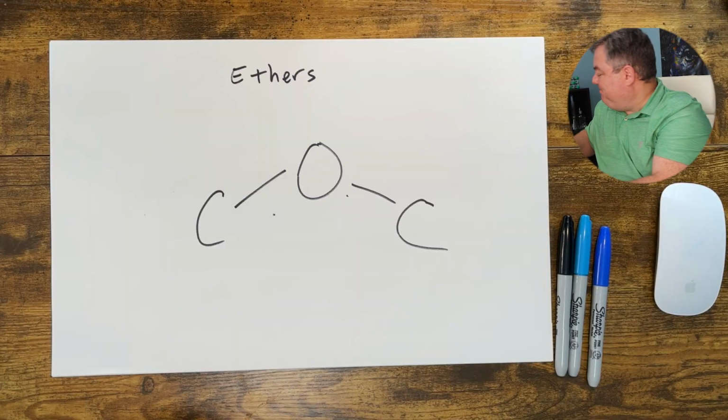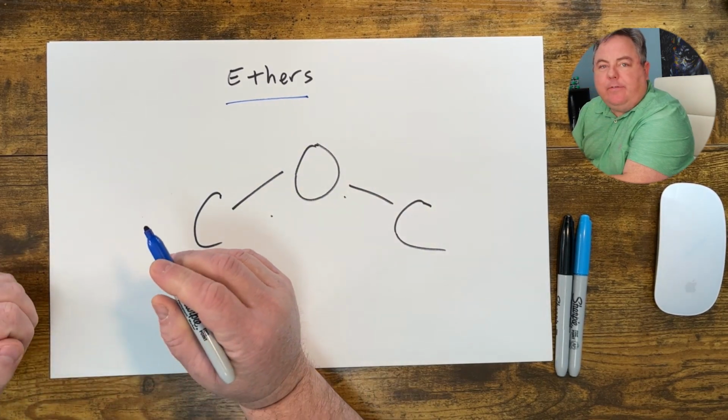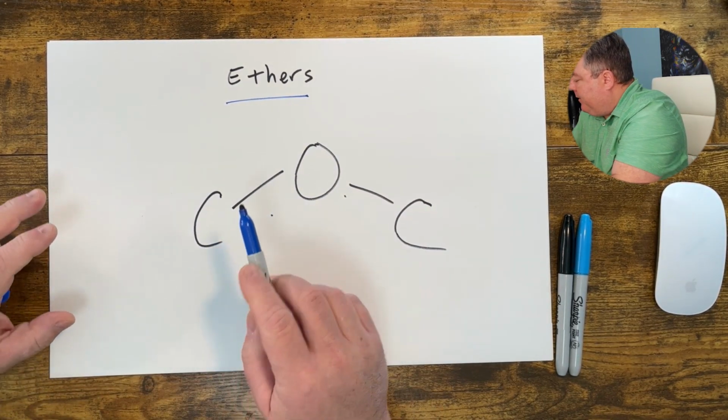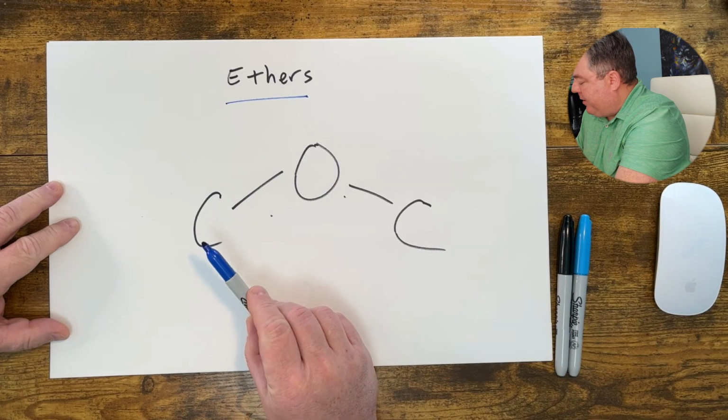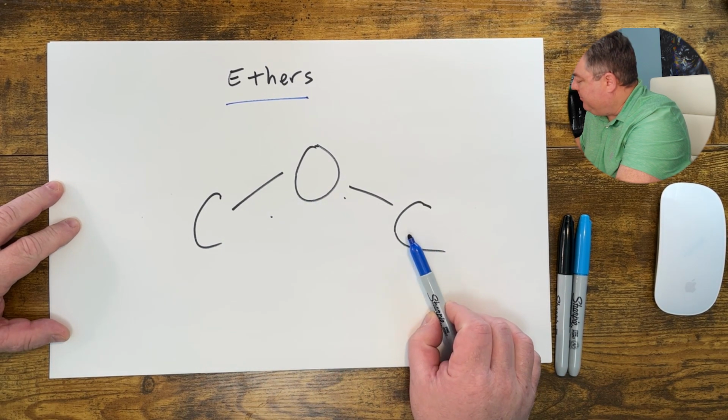In this video, we're going to learn how to name ethers. Let's jump right in. Ethers. So an ether is a compound with a carbon, single bonded to an oxygen, bonded to another carbon.